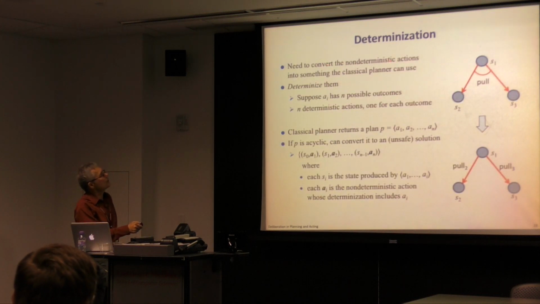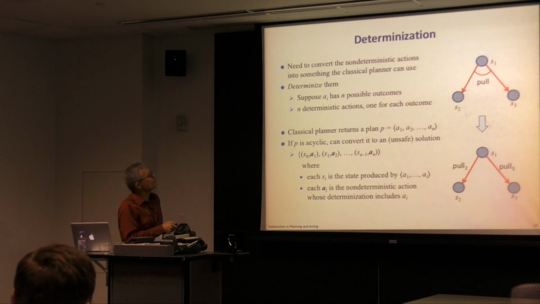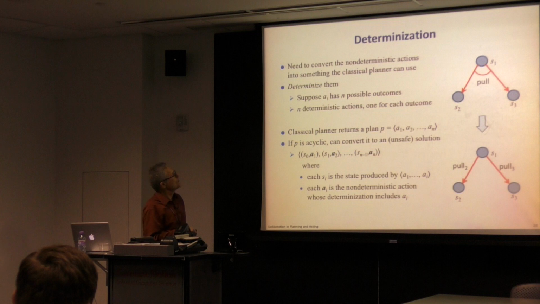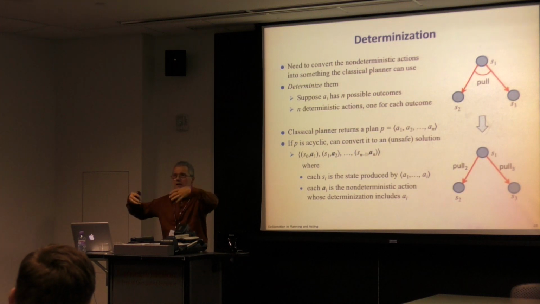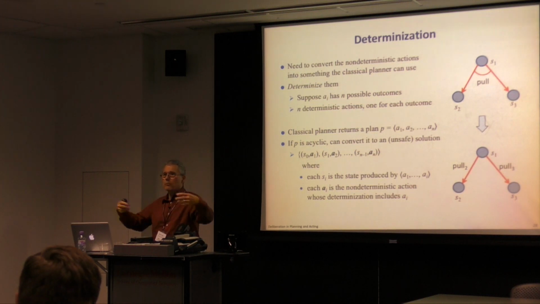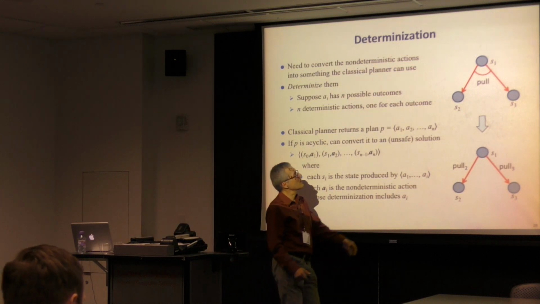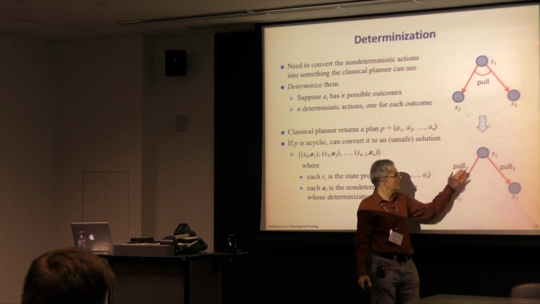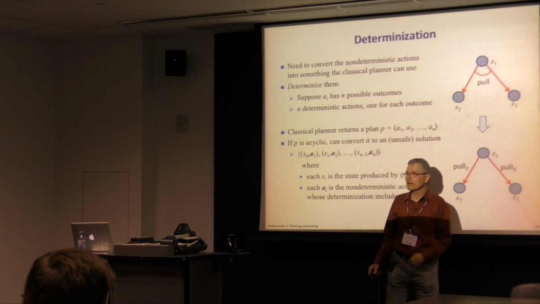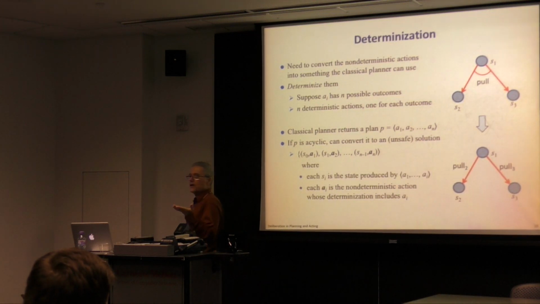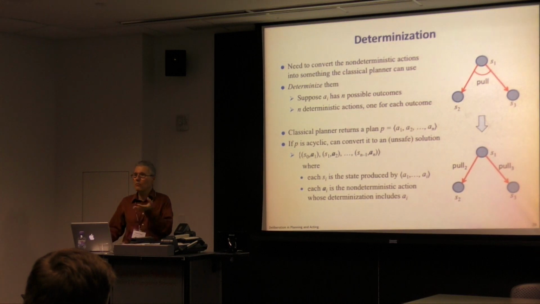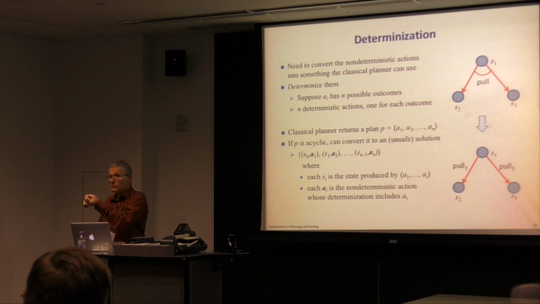We need to convert our non-deterministic actions into something the classical planner can use. So suppose we have an action that has a couple of different possible outcomes, like pulling on the door. What we're going to do is we're going to give the classical planner a couple of deterministic actions, one for the case that succeeds and one for the case that doesn't. All right? And we're going to let the classical planner choose whichever one of those it wants to use in order to come up with its solution. All right?